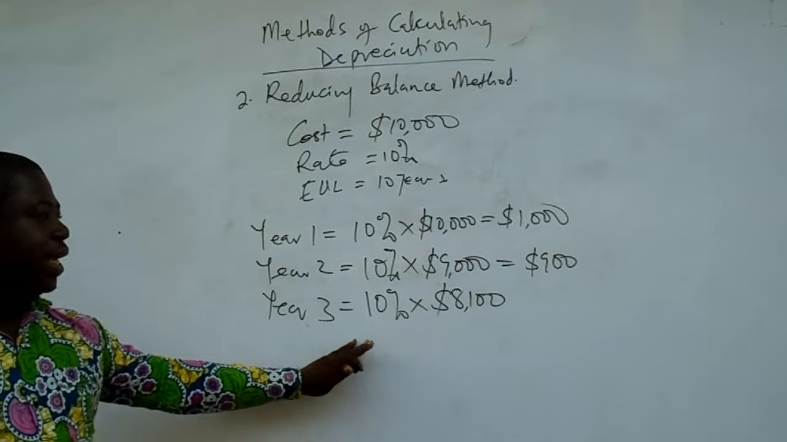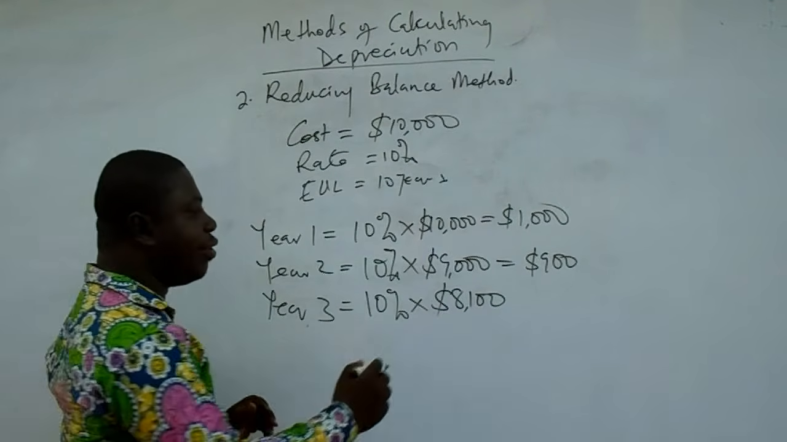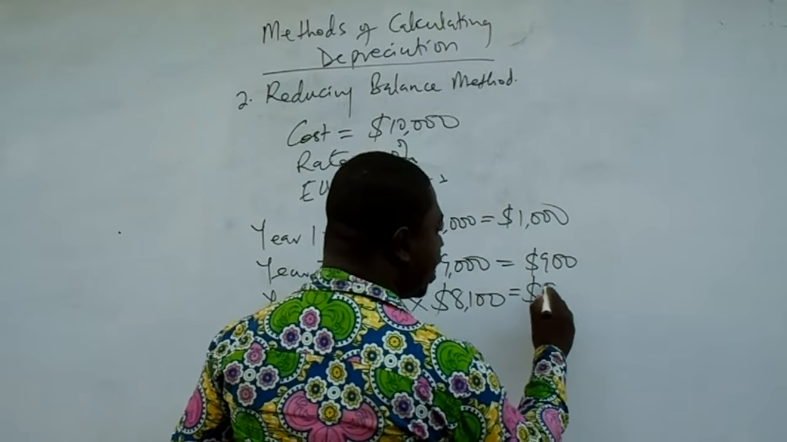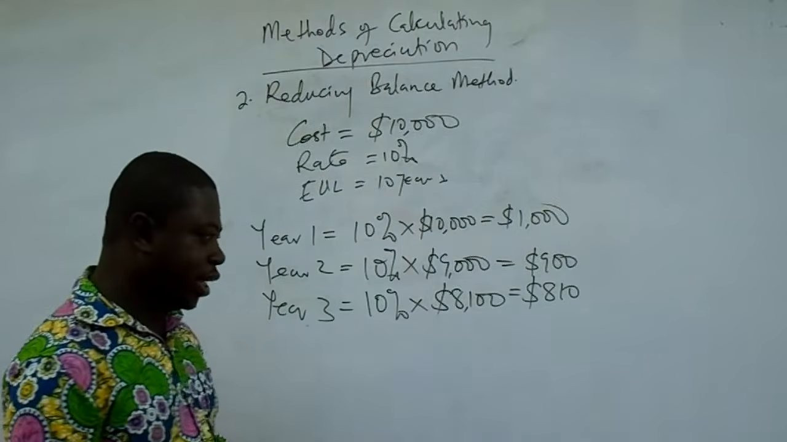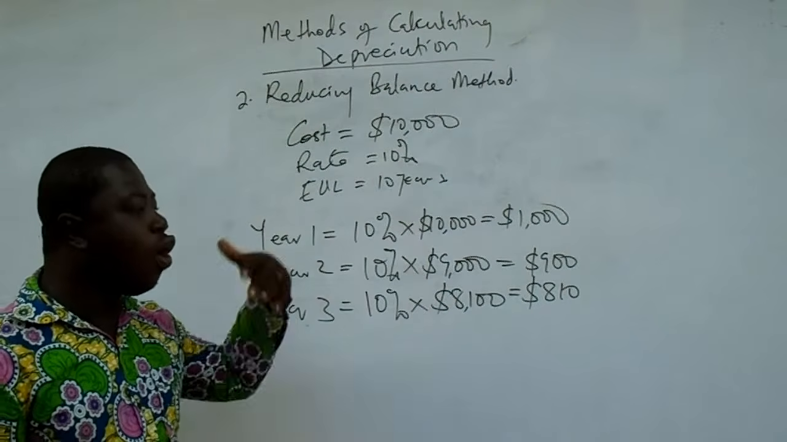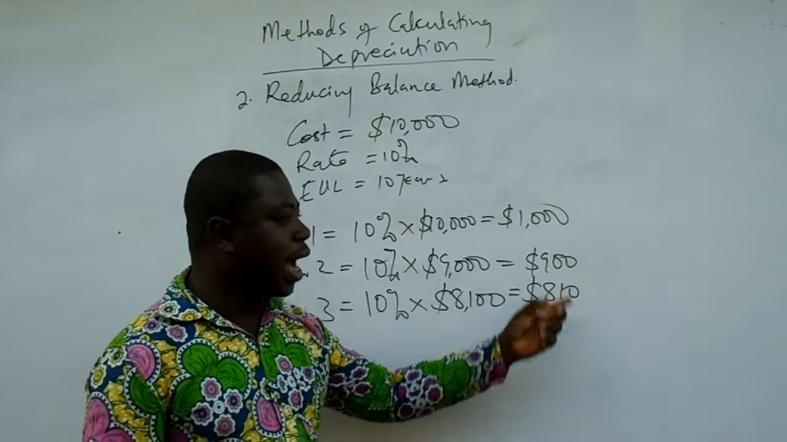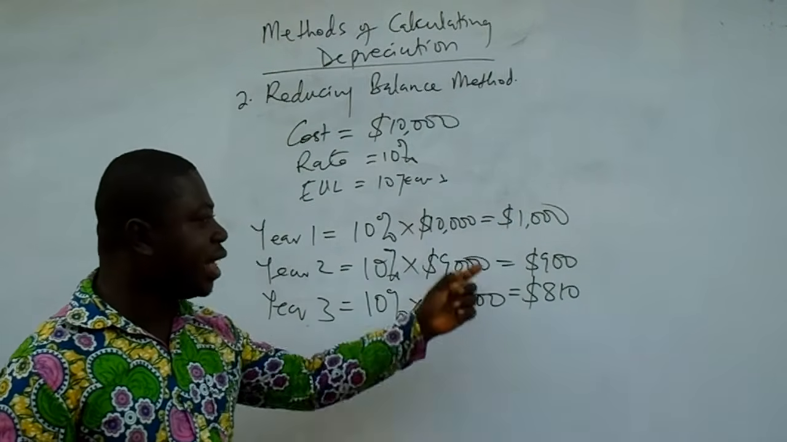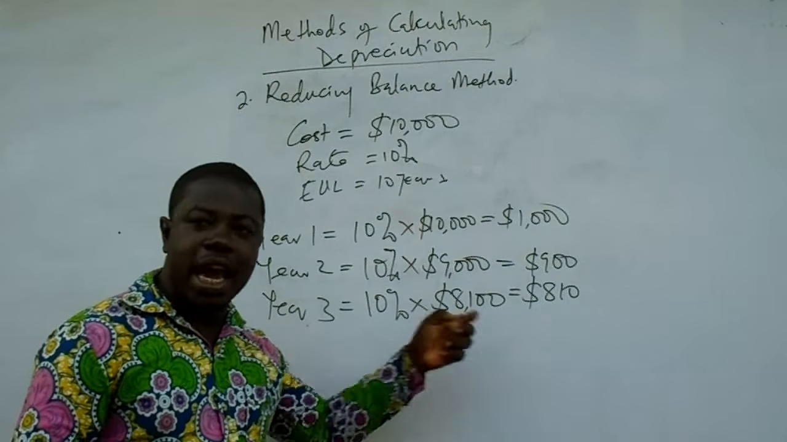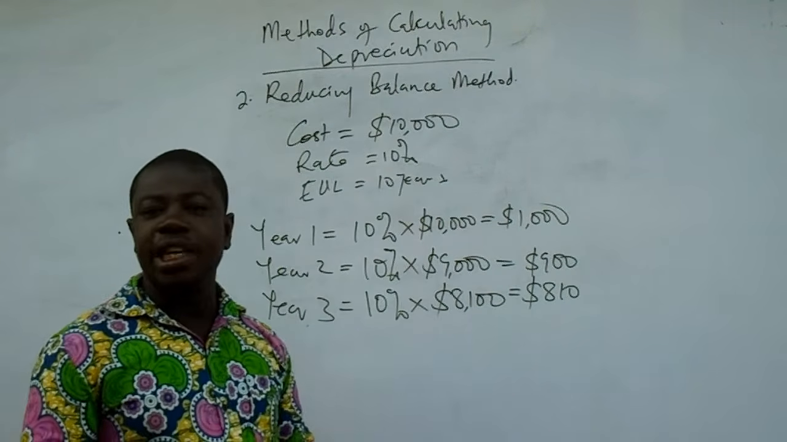And so we apply 10% on 8,100, and the answer is $810 for the third year. So we can go on and on. And so in the next year, we have to add this up to the total depreciation and take it out, and that is going to give us a reduced net book value.